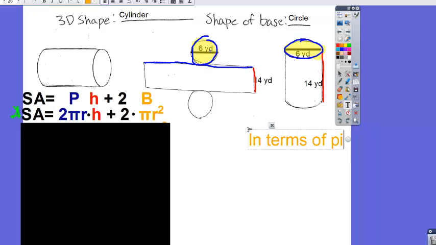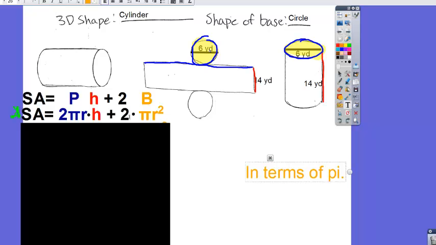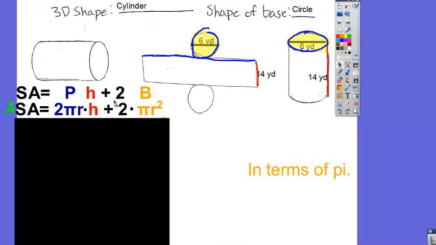But remember, when I tell you in terms of pi, that means I'm leaving pi in my answer. So I'm going to do that for this one, and then we'll get the actual answer without it. R. Okay, well, R stands for what? Radius. Good. So do I have the radius here? Hopefully you said no, because this is not my radius. This 6 represents the diameter of the circle. I need to know my radius.